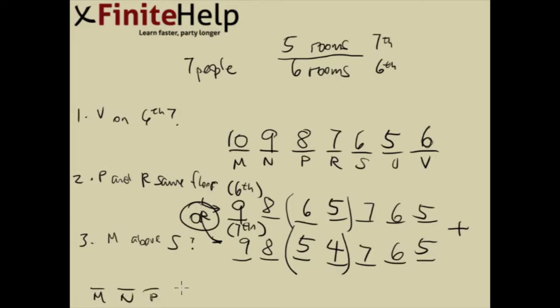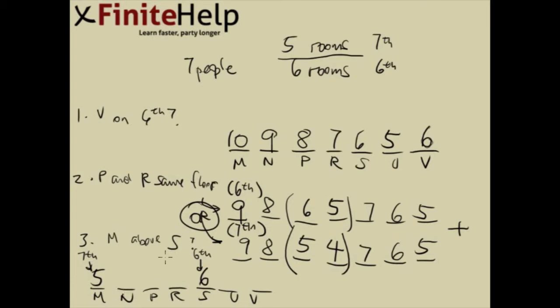Finally, for the third part, for M to be above S, since there are only 2 floors, that has to mean that M is on the 7th floor and S is on the 6th floor. For M to be on the 7th floor, there are 5 possibilities. For S to be on the 6th floor, there are 6 possibilities. And notice these two do not conflict with each other, so M can take any of the 5 rooms on the 7th floor. S can take any of the 6 rooms on the 6th floor.